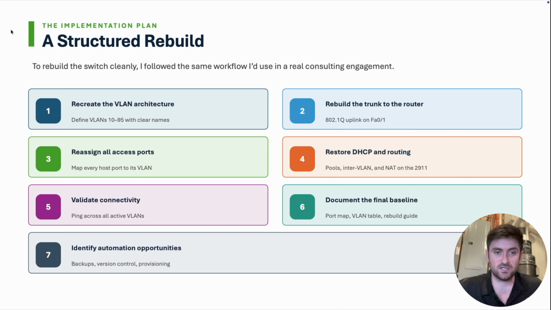Next, to rebuild the switch cleanly, I followed the same workflow I'd use in a real consulting engagement. So first, I recreated the VLAN architecture, defined the VLANs 10 through 95 in this case. I may or may not end up using all of those. That's a lot of VLANs, we'll see. And gave them clear names.